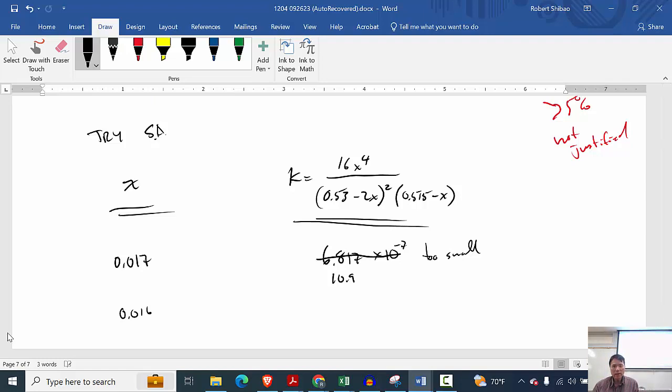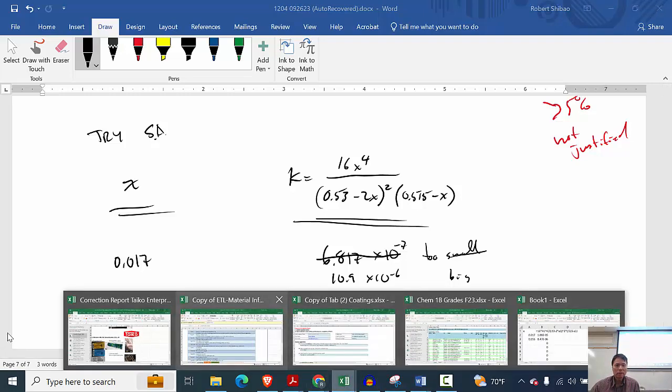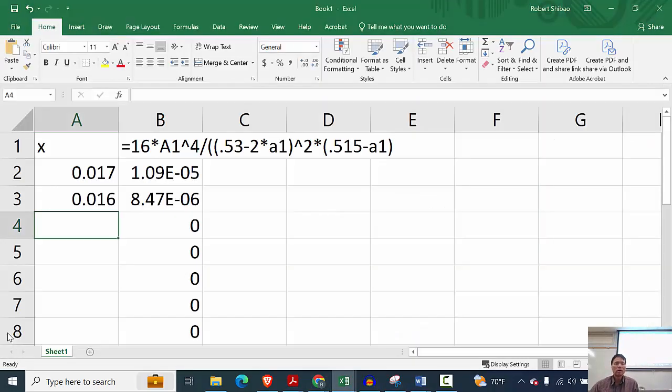This one came out to 10.9 times 10 to the minus 6, which is not too small, it was too big. And now if we do 0.016, it comes out to 8.47, which is too small. So what do you want to do next? 0.0165. 0.0165? Okay. 9.63, too big. We need 9.14. So give me your next guess.